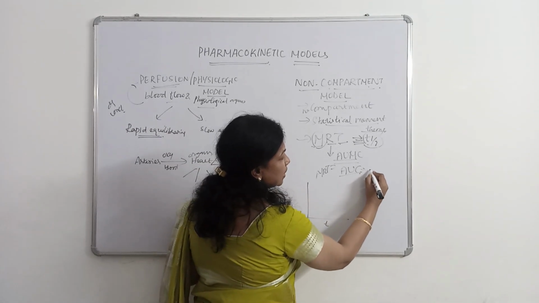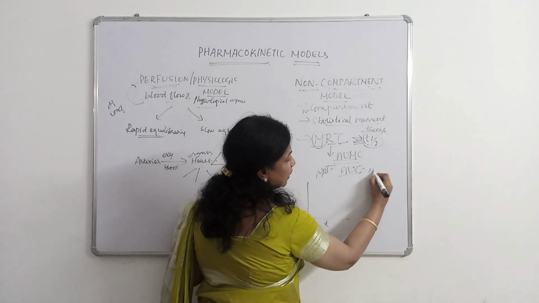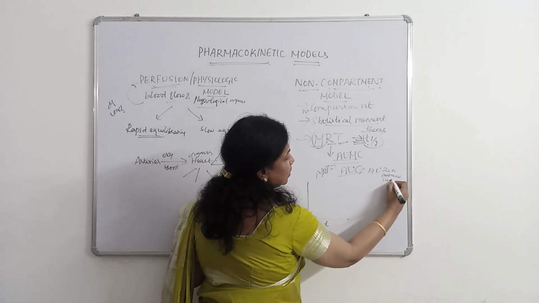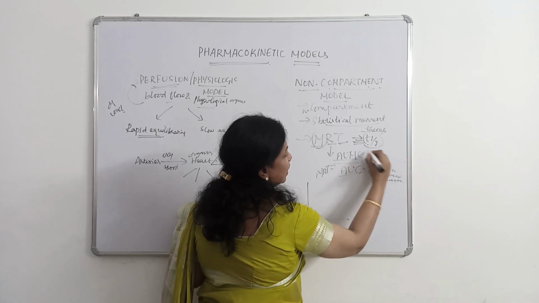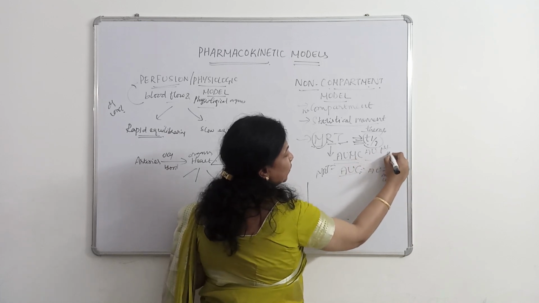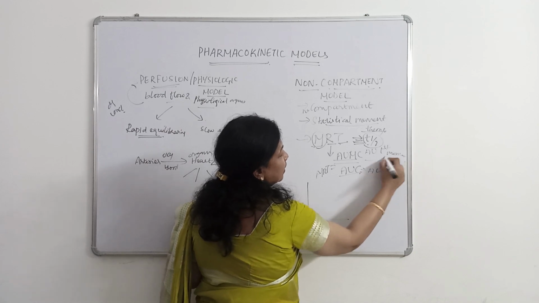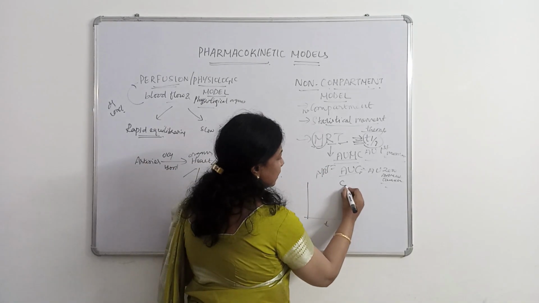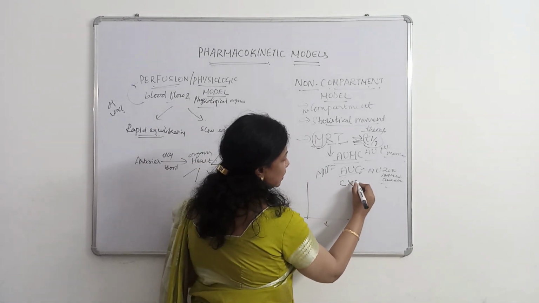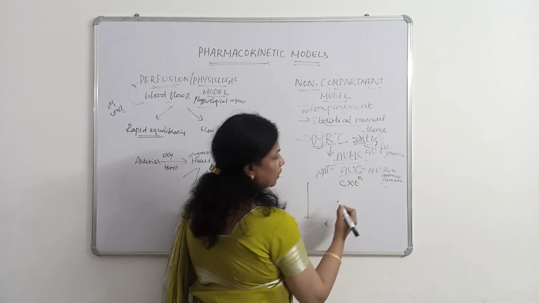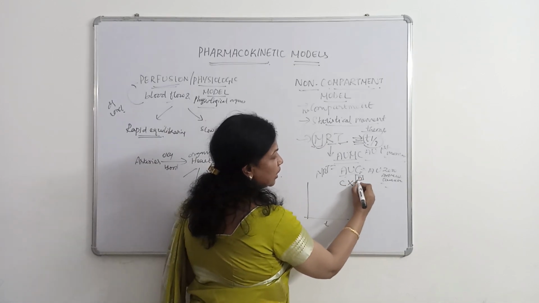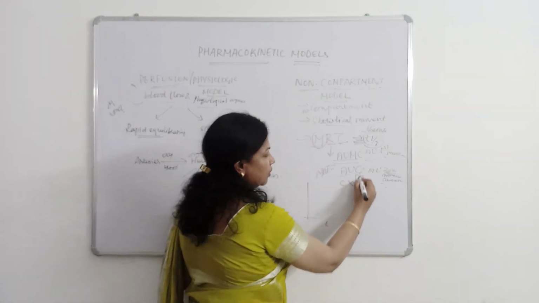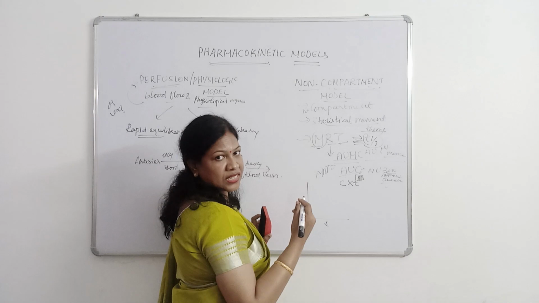AUC is the area under the zero moment curve, whereas AUMC is the area under the first moment curve. In statistics we use different moments. So it is C into T to the power n, and this n, the exponent, is known as the moment. If it is 0, that is the zero moment curve. If it is 1, that is the first moment curve.